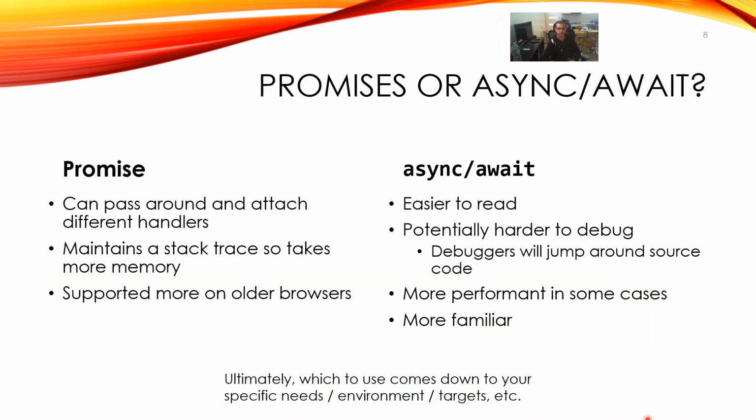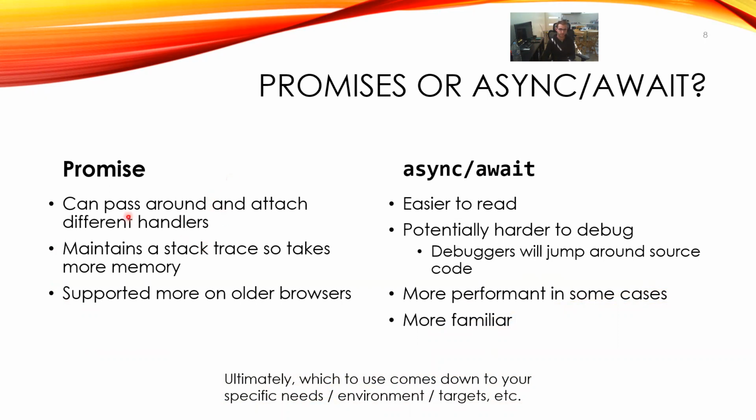Well, I mean, it's not always so clear cut. Promises are good. We can pass them around to different functions because they're like an object, right? And you can attach different handlers and make really complex control flow. I mean, you do pay for it though, because when a promise rejects, you have to keep a stack trace so that you can give an informative error of what happened, which means that promises generally are more memory intensive than async and await.